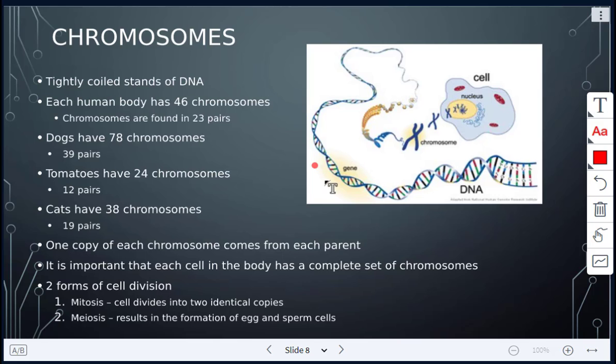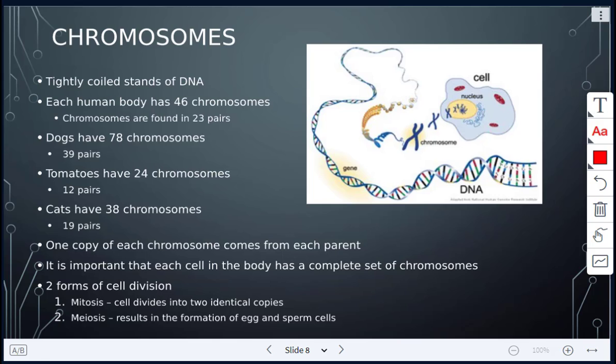And then here it's also showing that this part of this DNA actually codes for a gene. Okay, the rest of the DNA is non-coding. It doesn't code for a gene. So again, it's tightly coiled strands of DNA. That's what chromosomes are. In humans, our body cells, we have 46 chromosomes. And these chromosomes are found in 23 pairs. So 23 plus 23, which makes up 46. Just in comparison, dogs have 78 chromosomes, so 39 pairs. So dogs have more chromosomes than us.